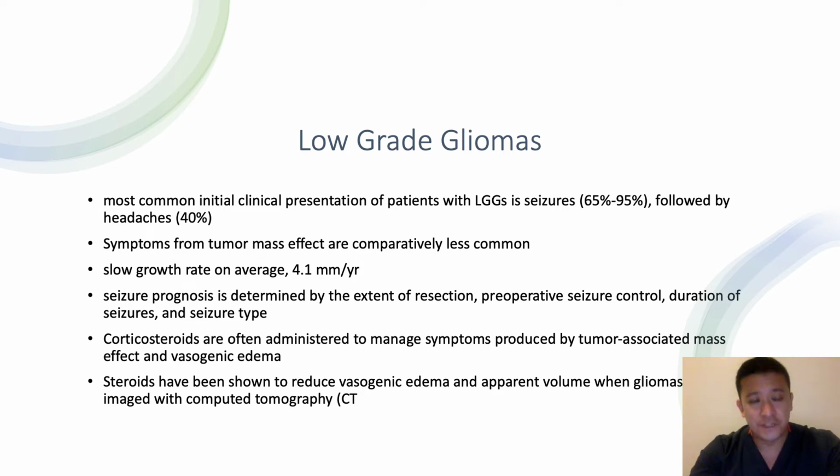The most common initial presentation of patients with low-grade gliomas is seizures, at 65 to 95%, followed by headaches. Symptoms from tumor mass effect are comparatively less common. A slow growth rate, on average around 4.1 millimeters per year, has been noted. Seizure prognosis is determined by the extent of resection, preoperative seizure control, duration of seizures, and seizure types.